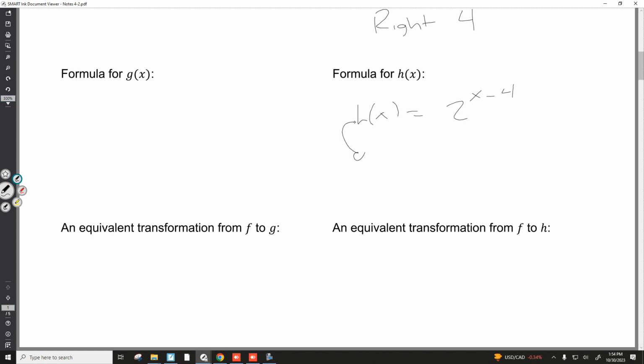Using the exponent property that we don't really use often, which is a number to the a plus b equals a number to the a times a number to the b. 2 to the x minus 4 can be written as what? 2 to the x times 2. Good. We can rewrite this. I hope we're paying attention. Yeah. The 2 to the x times 2 to the negative 4.